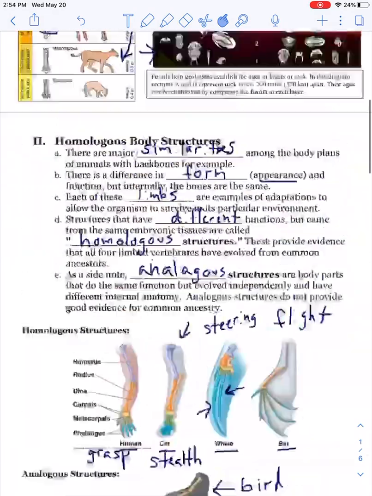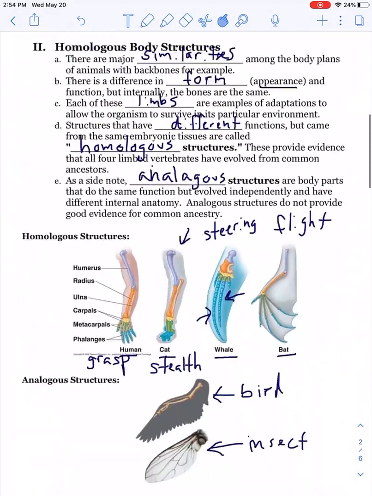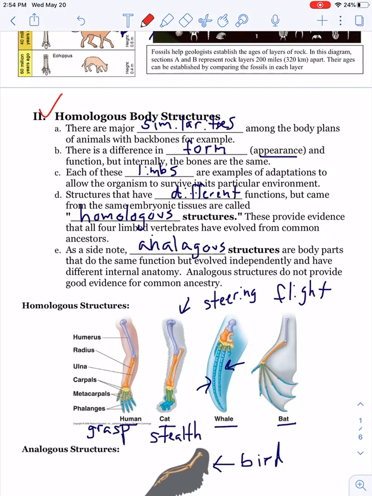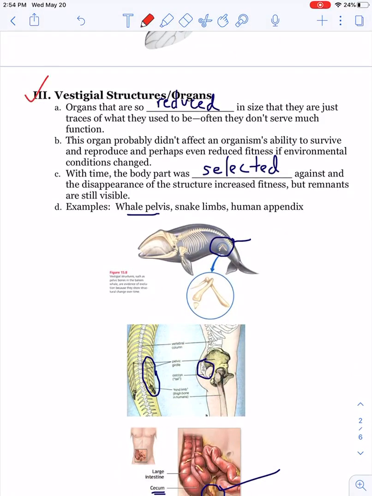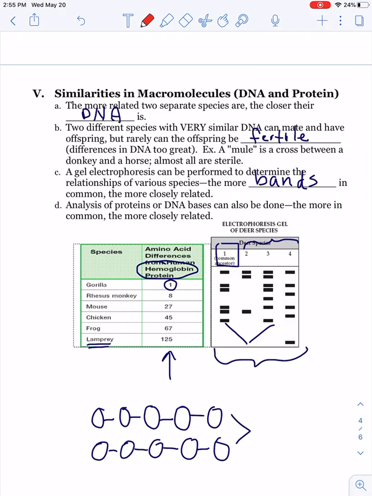So just to recap, the evidence items that support evolution are the fossil record, homologous body structures, so structures that have the same internal anatomy but might have a different function, vestigial structures, so structures that performed a job in an ancestral version of the organism but no longer have a function in the modern version, similarities in embryology, and finally similarities in DNA and proteins, macromolecules.